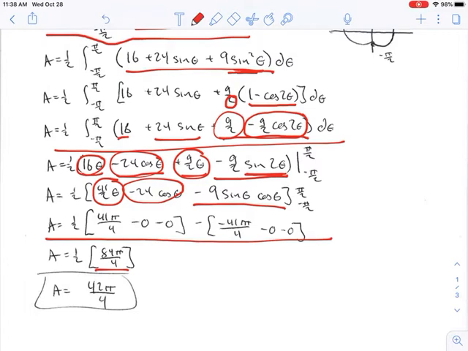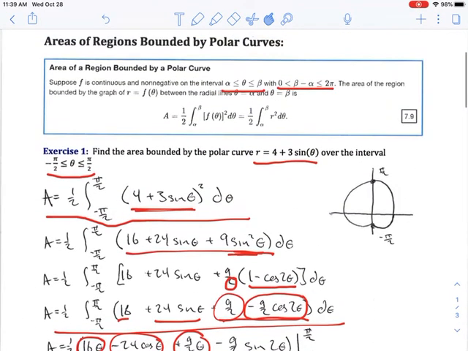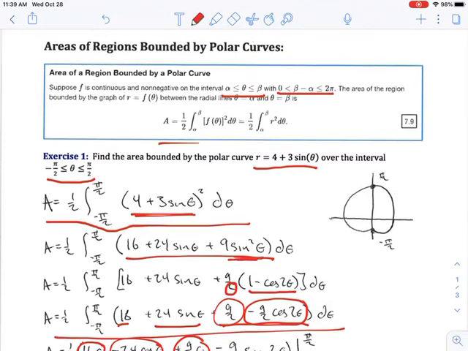Gives us 42 pi over 4, which I could have reduced to 21 pi over 2. I'm not sure why I didn't reduce that. And that would be our area. So the actual integration is pretty straightforward. The little tricks that we use to integrate this are tricks that we've learned previously. The only real new part is this formula for finding the area bounded by a polar curve.